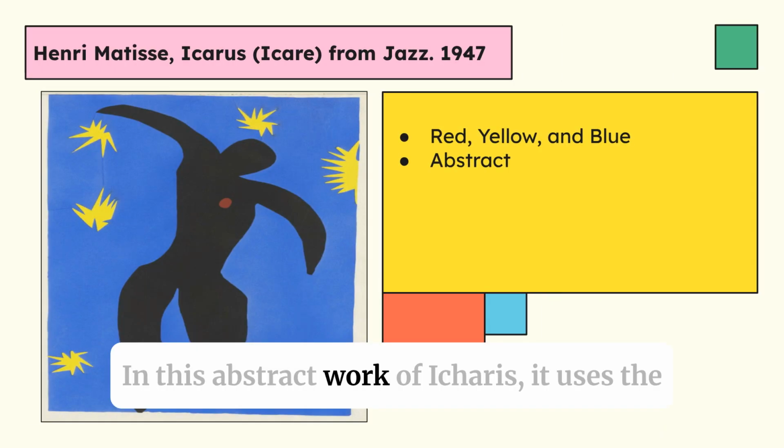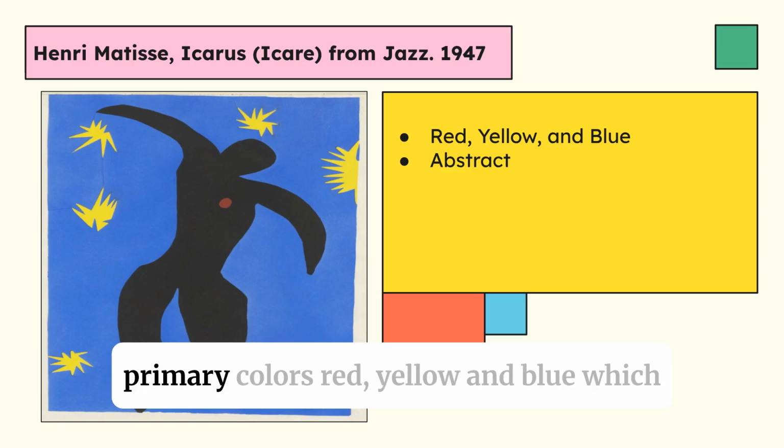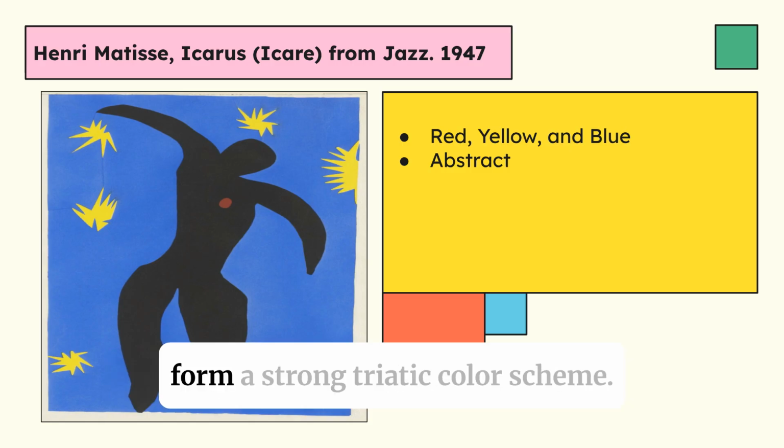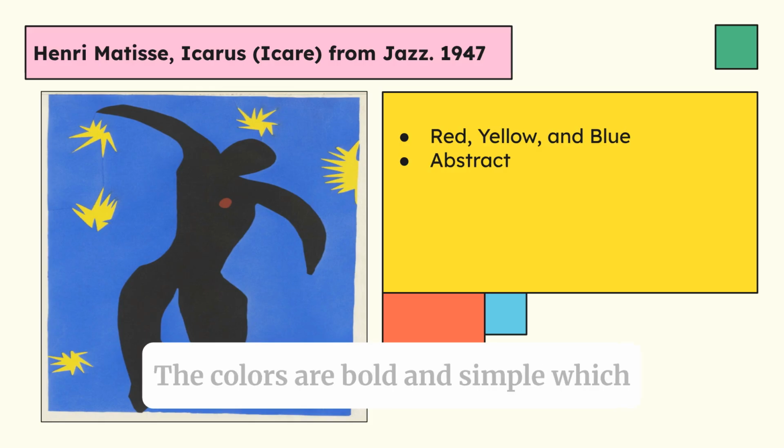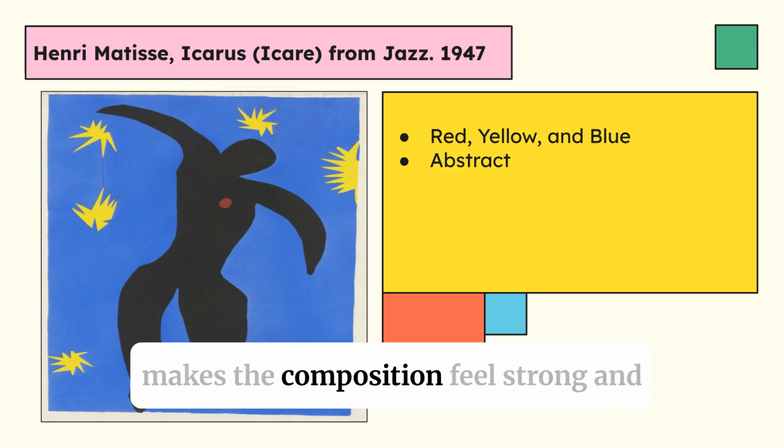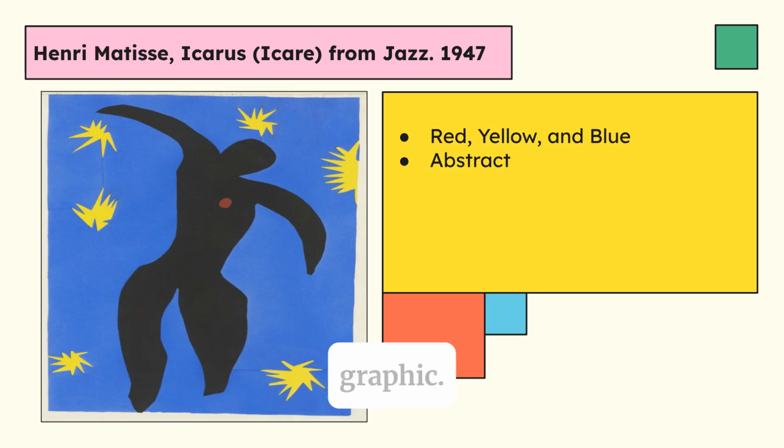In this abstract work of Icarus, it uses the primary colors red, yellow, and blue, which form a strong triadic color scheme. The colors are bold and simple, which makes the composition feel strong and graphic.